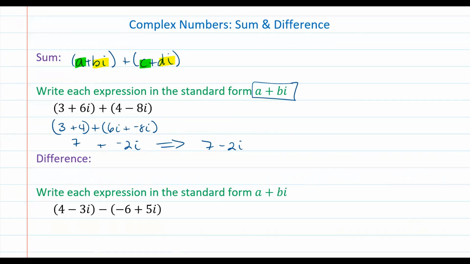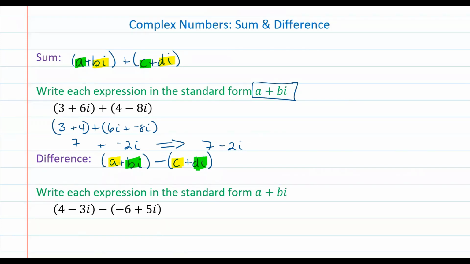Again, we are looking to find these answers in the form a plus bi, which 7 minus 2i is. Now let's look at the difference between complex numbers. Let's take a complex number of the form a plus bi, and this time we're going to subtract from it a complex number of the form c plus di. In this case, you're subtracting the real parts, and then subtracting the imaginary parts. Just like in an algebraic expression, we're going to combine the like terms. In this case, the like terms are the real parts and the imaginary parts.